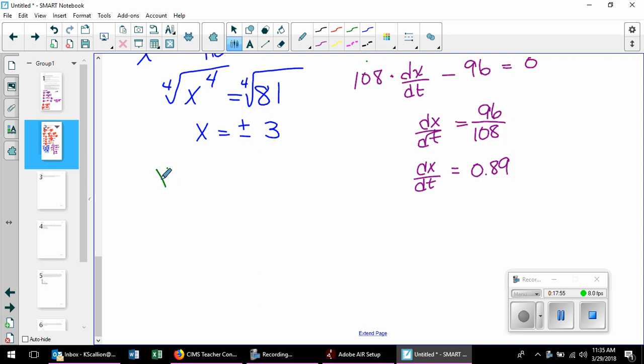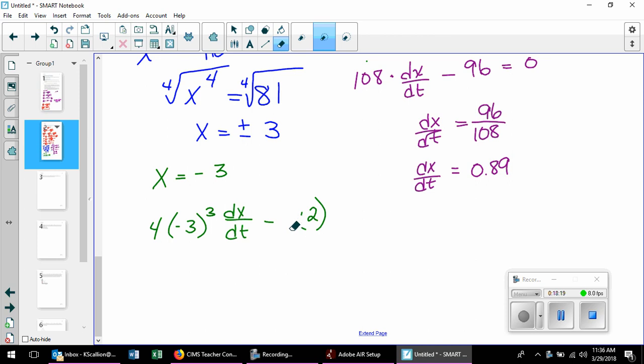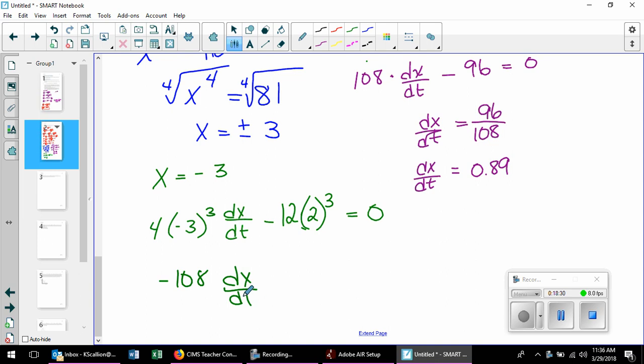This is math I promise I'll be better at. So I'm going to do -3. So I'm going to have 4 times -3 cubed dx over dt minus, is the 96 going to change at all? No. Because that's getting a 2 substituted in there, right? Oh, that should be a 12. So I'm going to have a -108 times dx over dt minus 96 equals 0.